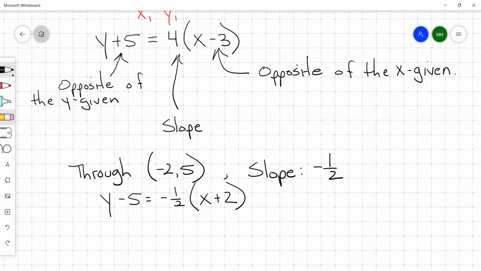Everybody okay with that? Not overly difficult? All right. That'll be the first part of your assignment. You'll be given a point, and you'll be given the slope, and you'll be asked to write an equation in point-slope form.